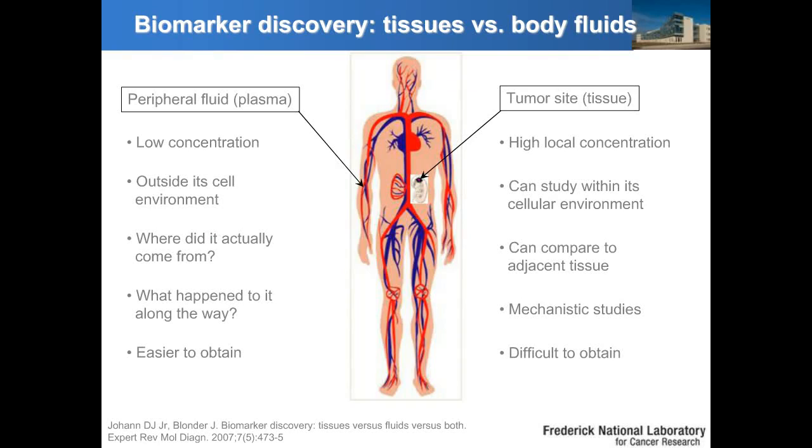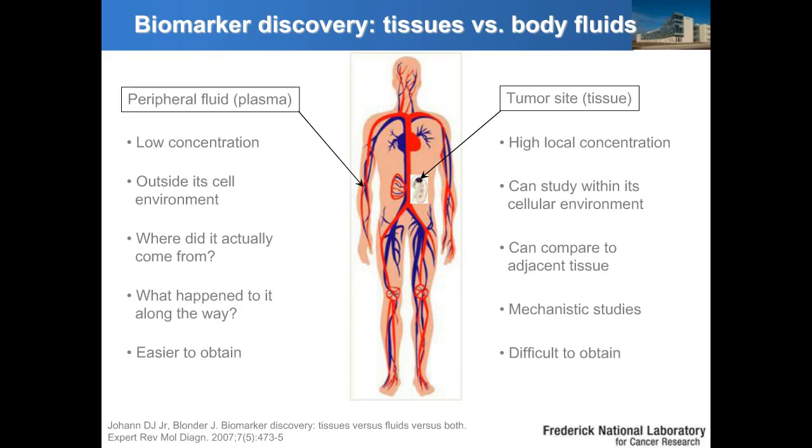So how are we going to go about biomarker discovery? Typically, the question is whether one would use tissue or body fluids. If you use body fluids like blood, the benefit is that it's easy to obtain, but there are some drawbacks, because the biomarkers in blood are diluted, at low concentration, outside of their cell environment, and we don't know where they're coming from and what happened to them along the way. While tumor tissue is difficult to obtain, one can base discoveries on tissues, which most probably have a higher local concentration of biomarker at the site of the process, and you can study within the cellular microenvironment, compare to normal tissue, and do mechanistic studies.